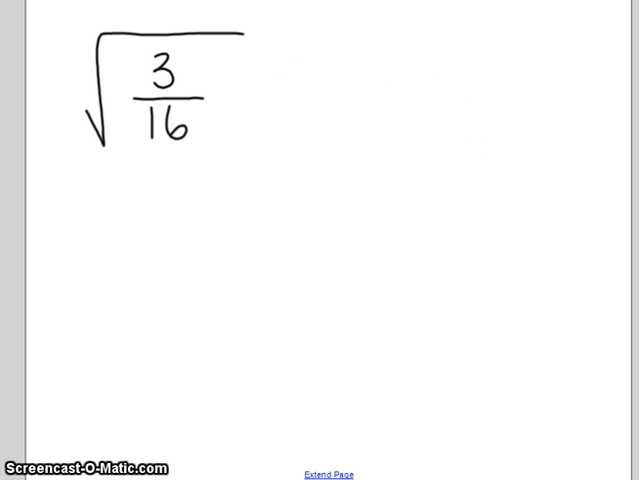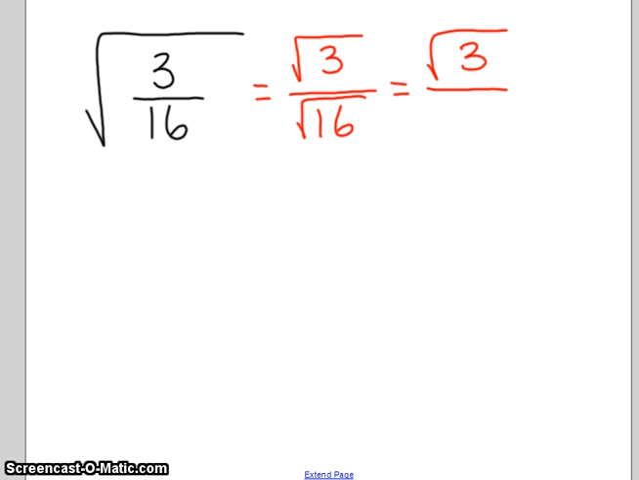Same thing here. We have to take the square root of the numerator and the denominator. Square root of 3, well, there's no square root of 3. It's a decimal, so we're going to keep it as the square root of 3. And the square root of 16 is 4. So we have the square root of 3 over the square root of 4. And we're okay with that. That's fine, just the way it is.